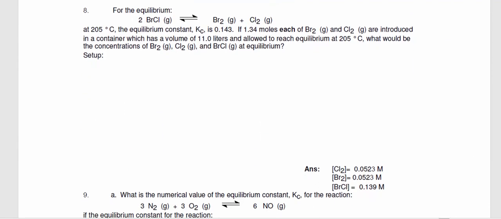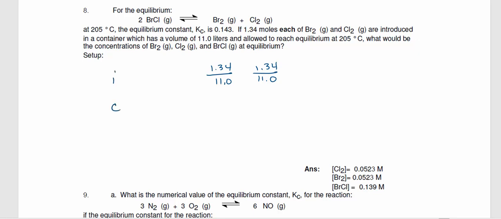For number 8, we have our equilibrium constant given to us as 0.143, and we're told that we have introduced 1.34 moles of each of our products. But we have 11 liters this time. So we need to convert this into molarity. Now, when I did this initially, I did not leave this number in my calculator. I do strongly recommend that you do so. I think you get a more accurate representation, or more precise, to be thorough. So this is my initial concentration.